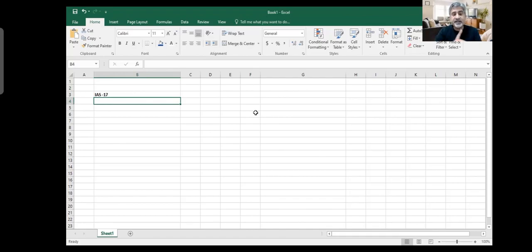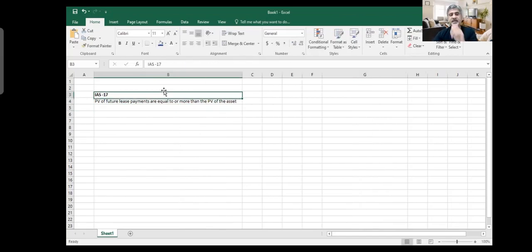The criteria under IAS 17 were that the present value of future lease payments is equal to or more than the present value of the asset. So that defines it as a finance lease. This is the IAS 17 finance lease criteria.